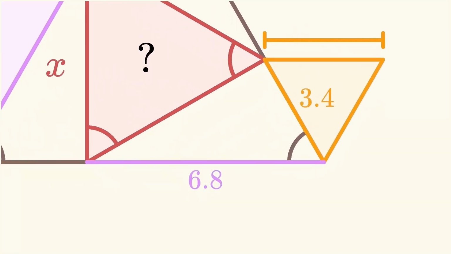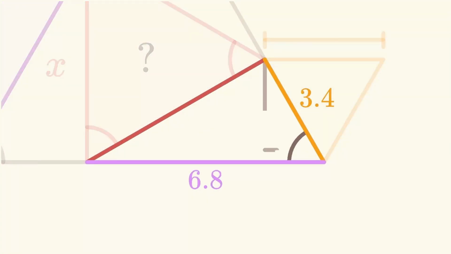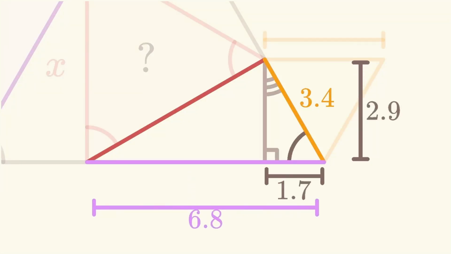Let's take a closer look at the bottom right triangle. If we draw this altitude, we create a triangle with one 60-degree angle and one 90-degree angle, which means the remaining angle must be 30 degrees. From there, we can find all the lengths of this new 30, 60, 90 triangle.